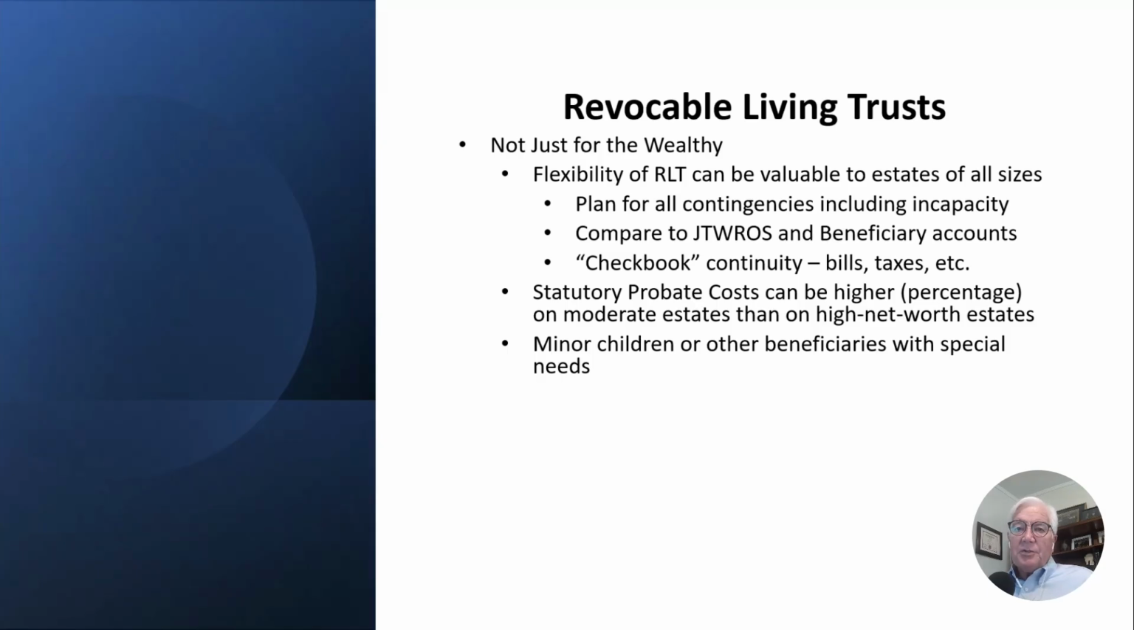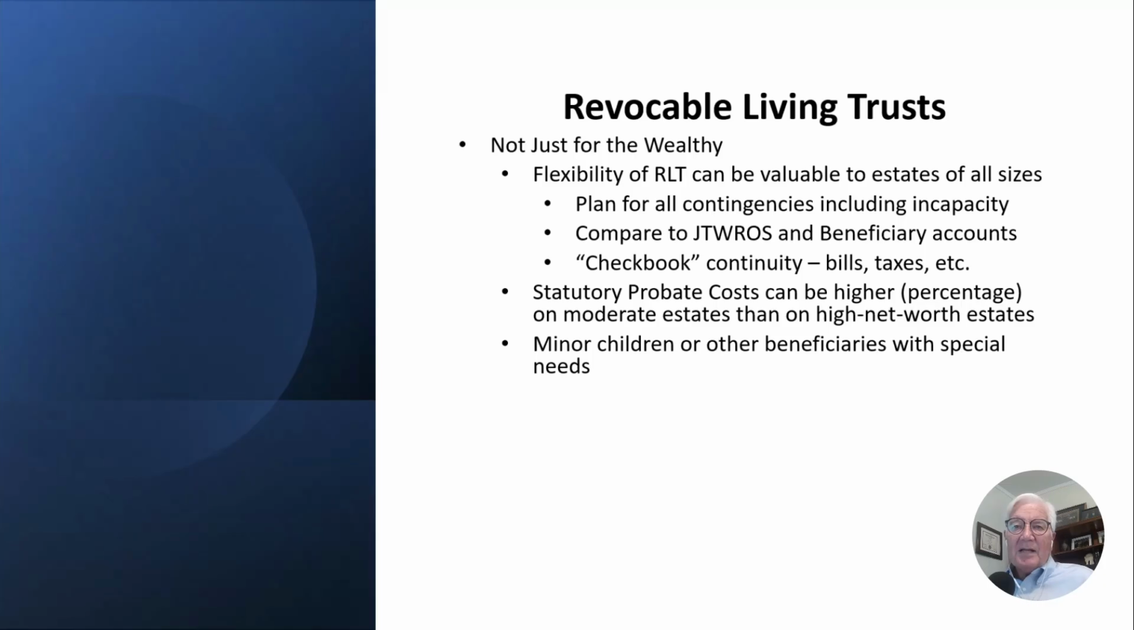Now compare that to joint tenancy accounts or beneficiary accounts. So let's just say you have a pay on death account at the bank. You might think you're good. When you die, that bank account will go to your named beneficiary. And that's all well and good if you're okay and then you die. But what happens if you have a period of incapacity? Who handles that bank account?